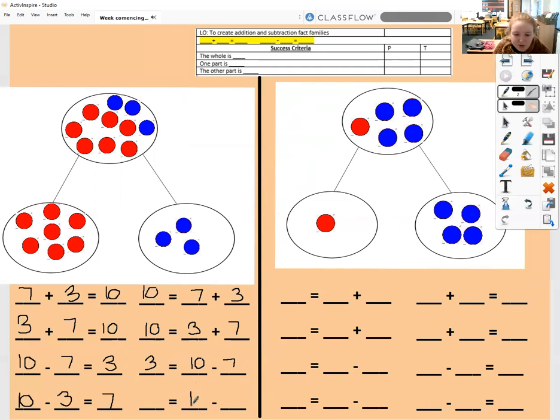And again, my whole goes before my subtraction symbol. 10, subtract my first part, which is 3, equals my remaining part, which is 7. So 7 equals 10, subtract 3.